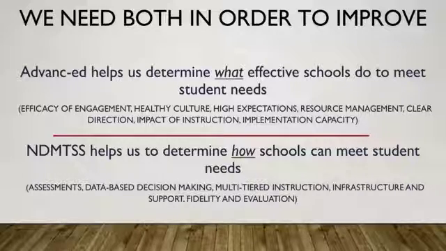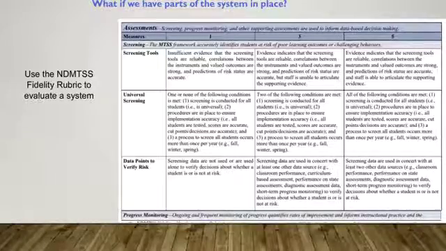Now, what can you do to determine if you're ready to get started? There is an NDMTSS fidelity rubric that allows you to score your school. Here's a sample of it. This is just the assessments page, and it talks about specifically your screening process. A school team could sit down with this document and provide some evidence of the work that they're doing to determine where they're at.